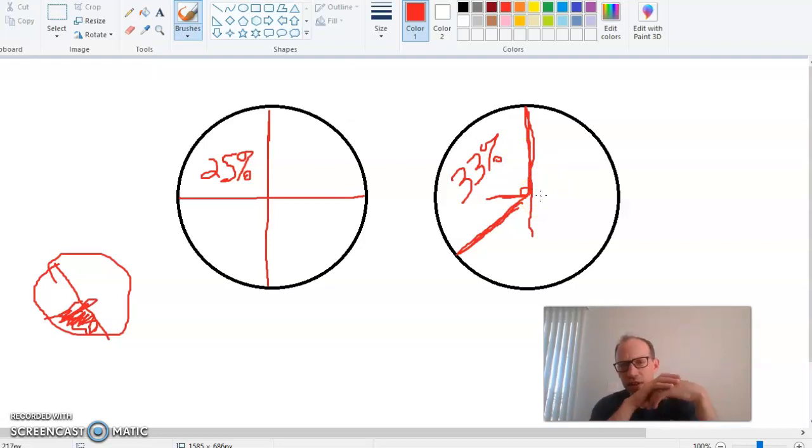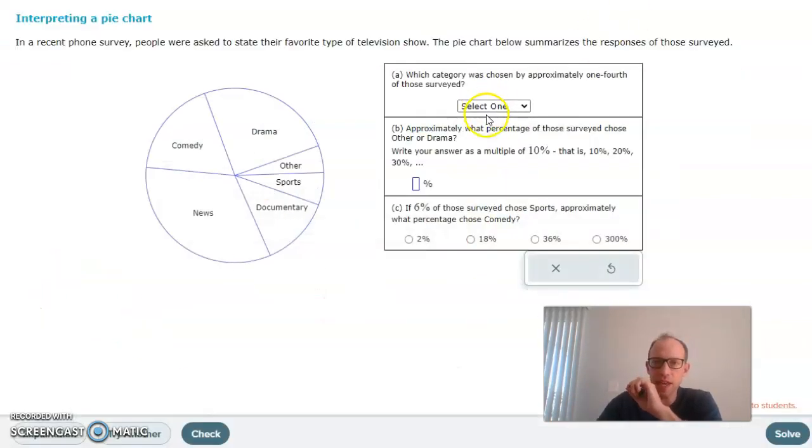Now, are you going to be able to tell exactly? No, they're not going to make you do it exactly, and that's why question B is written as it is. So let's take a look now. A, which category was chosen by approximately 1/4? So 1/4 is 25%. 0.25, 1 divided by 4 is 0.25, 25%. So we need to find the slice that's 1/4 of the pie.